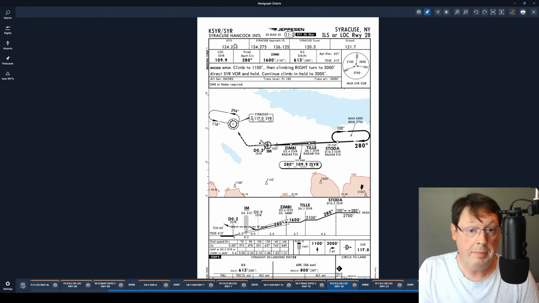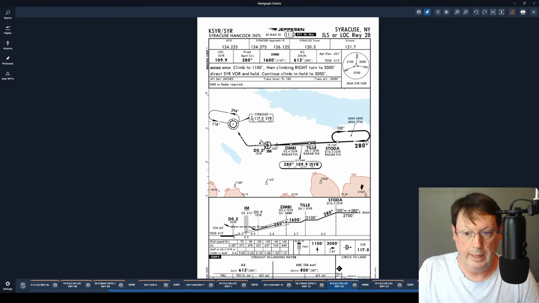If I had time, I would get the weather. If I don't have time, I'm going to ask either approach or tower for the weather. I would ask approach. And then I'm going to read the missed approach real quick: climb to 1100, climbing right turn to 3000. The rest of it, I don't care. It's going to take me a few minutes to get to 3000 feet. I can worry about that later.